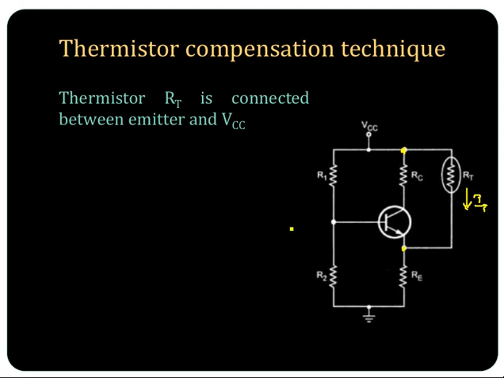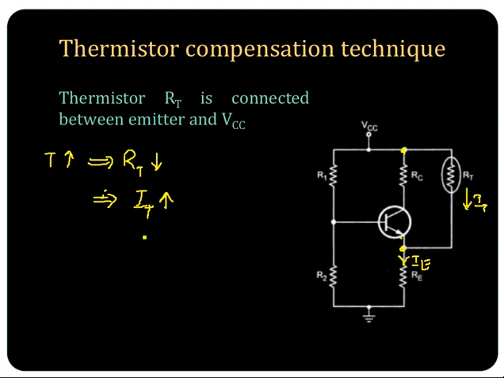Okay. So what happens when temperature increases? The RT value will decrease. When RT decreases, what happens? IT will increase, isn't it? If IT increases, again, this is the emitter current, isn't it? So this IT is coming to this point, and this is the emitter current.